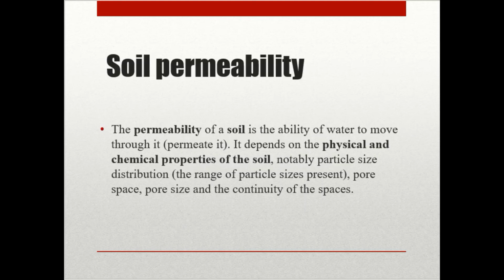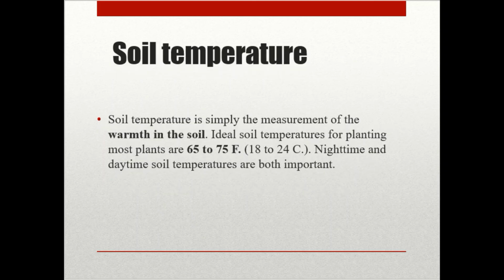Soil permeability. The permeability of soil is the ability of water to move through it. It depends on physical and chemical properties of soil, notably particle size distribution, pore size distribution, and continuity of spaces. Soil temperature. Soil temperature is a measurement of warmth in soil. Ideal soil has a temperature of 65 to 75 Fahrenheit.